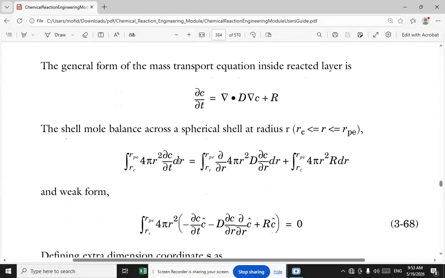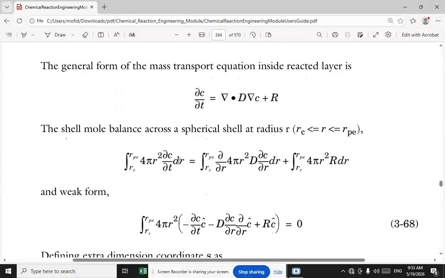The general form of the mass transfer equation inside the reacted layer is the derivative of concentration with respect to time is equal to delta multiplied by d with delta C plus R. The shell mole balance across the spherical shell at radius R, where R is between RC and R pellet, gives an integral.